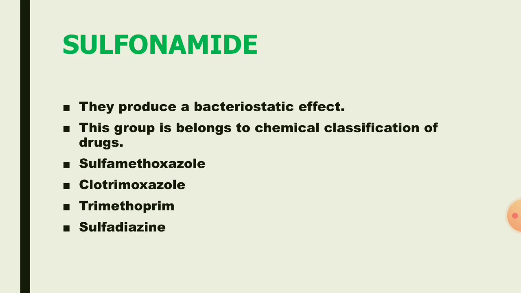Next one is sulfonamides. Sulfonamides produce bacteriostatic effects. Their group belongs to the chemical classification of drugs. Examples for this type are sulfamethoxazole, co-trimoxazole, trimethoprim, and sulfadiazine. These are the examples for sulfonamides.